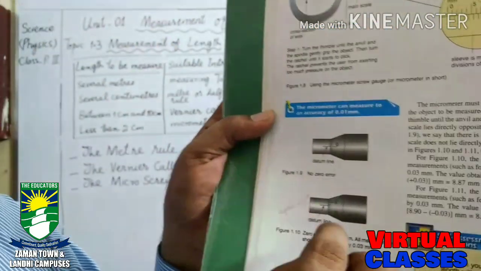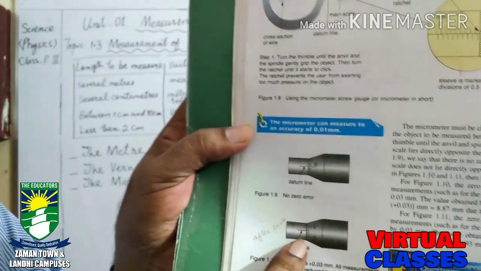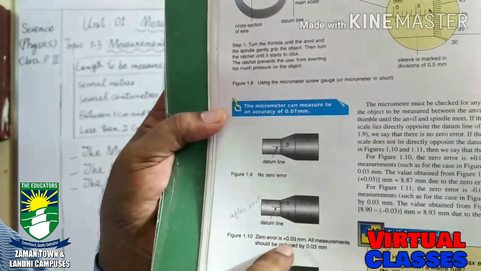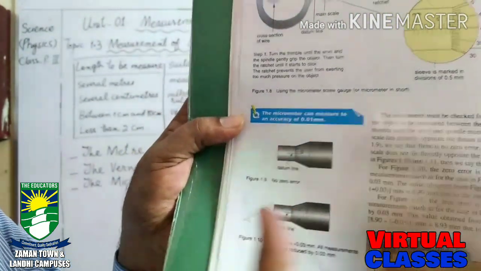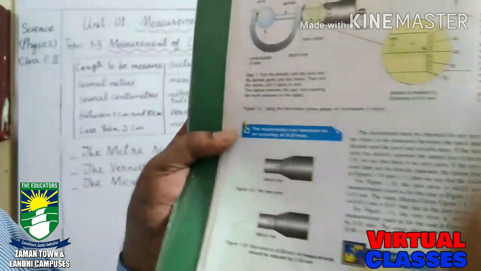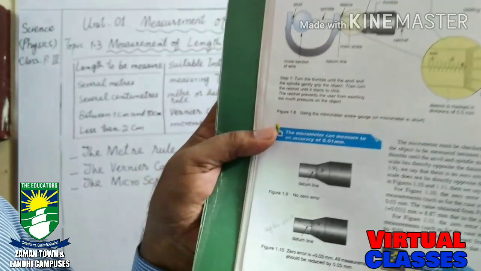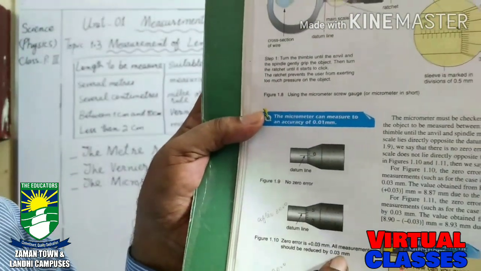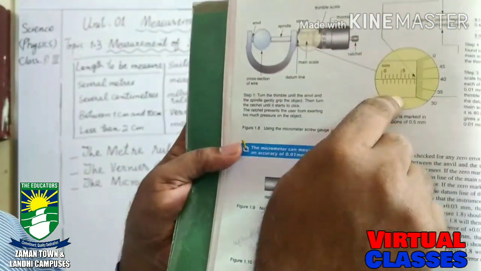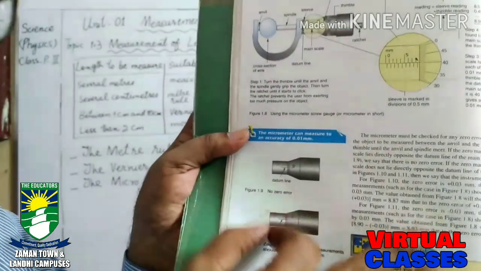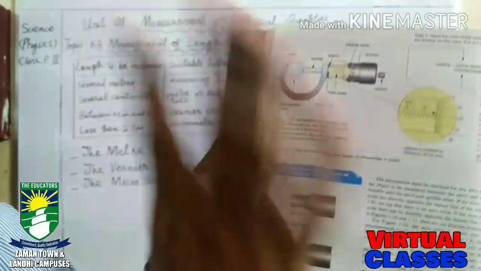What he is saying is that if it is showing the plus 0.03 error, then what we will do? We will take the value by adding these two, and then we will minus 0.03 from the whole value. Then it will be the exact value of the ball.